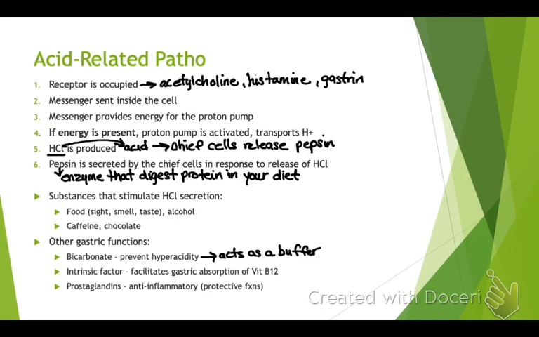Your other gastric functions: your stomach also produces bicarbonate, and bicarbonate helps to prevent hyperacidity. It acts as a buffer in your stomach. And then it also produces intrinsic factor. If you remember back from your med-surg, intrinsic factor is what helps to facilitate the gastric absorption of vitamin B12. If you don't have intrinsic factor, then you have pernicious anemia. Remember back when we talked about that.